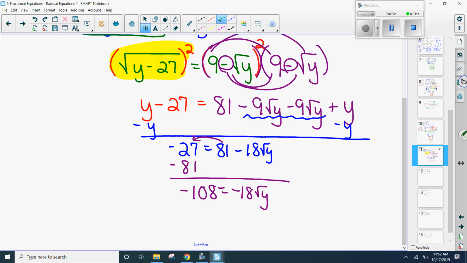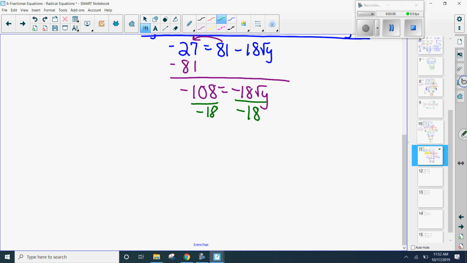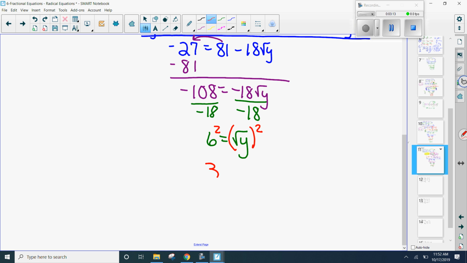The next thing? Divide by negative 18. Oh, you might have moved the opposite ways. Anyway, you get 108 divided by 18 is 6. So now you get 6 is equal to the square root of y. And how do I get rid of the root again? You square it. So I square the other side and you get 36 is equal to y.